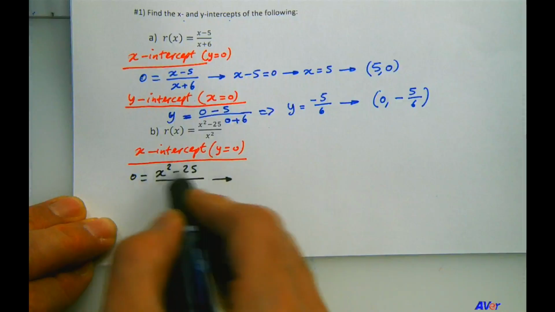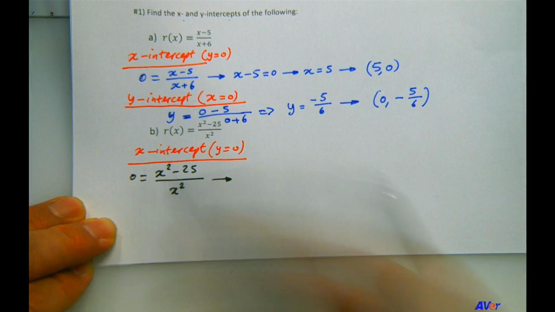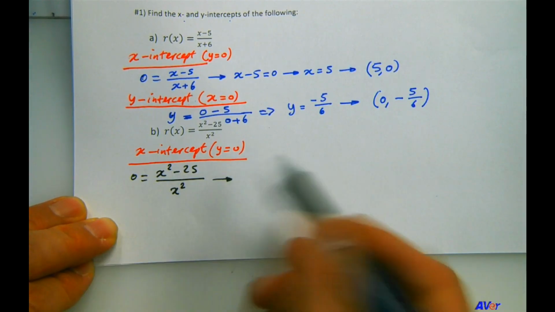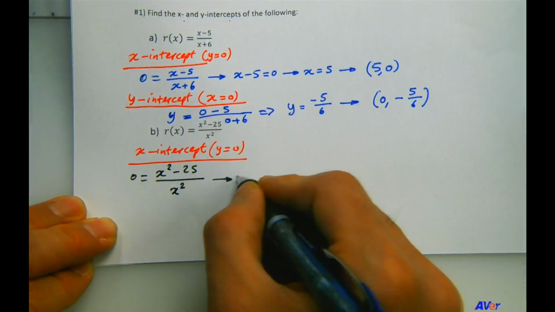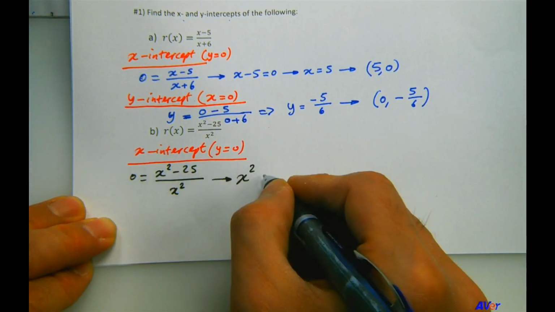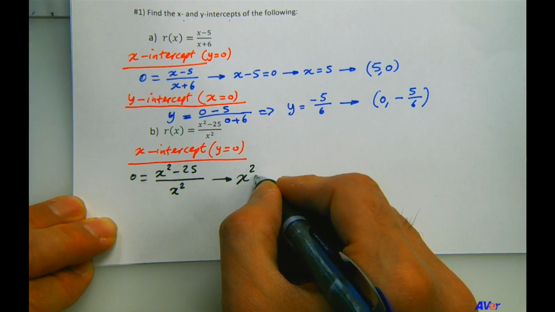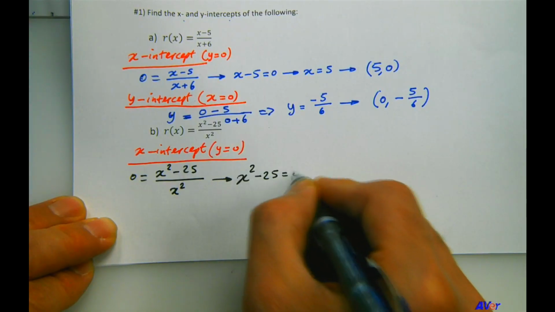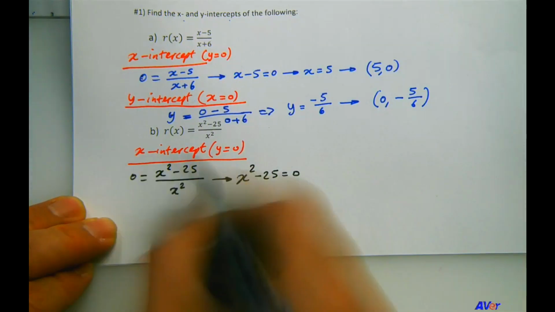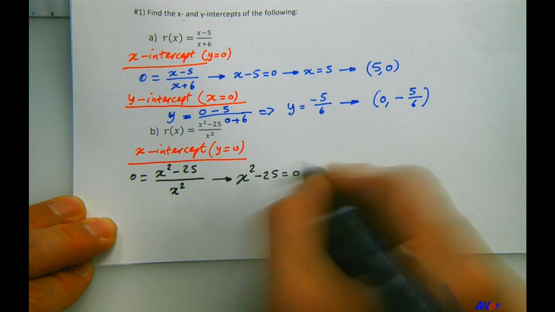This is such an easy expression in the numerator that I didn't bother to factor it. If you wanted, we could, but it's such an easy one that we can do without factoring it. We can see where that numerator is equal to 0. So x squared minus 25 equals 0. We're solving for the numerator being 0. We want to know when that happens.